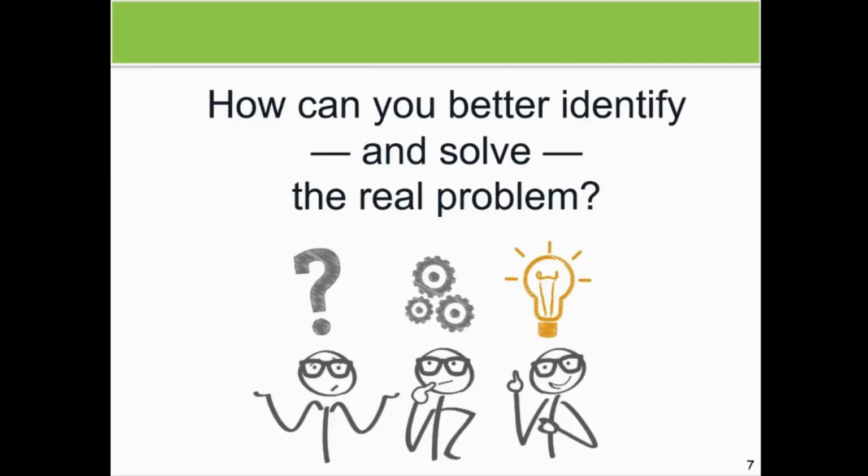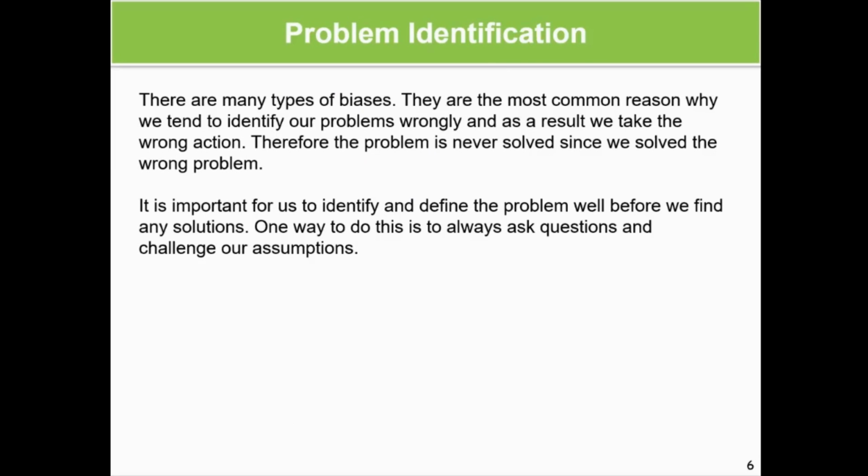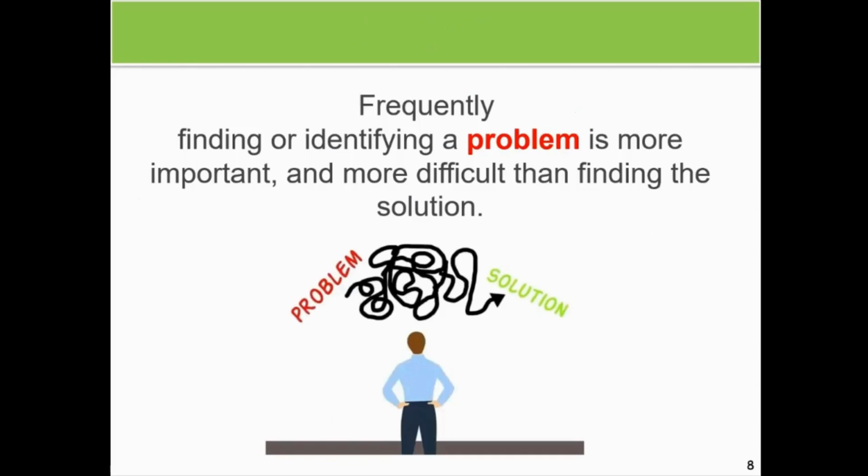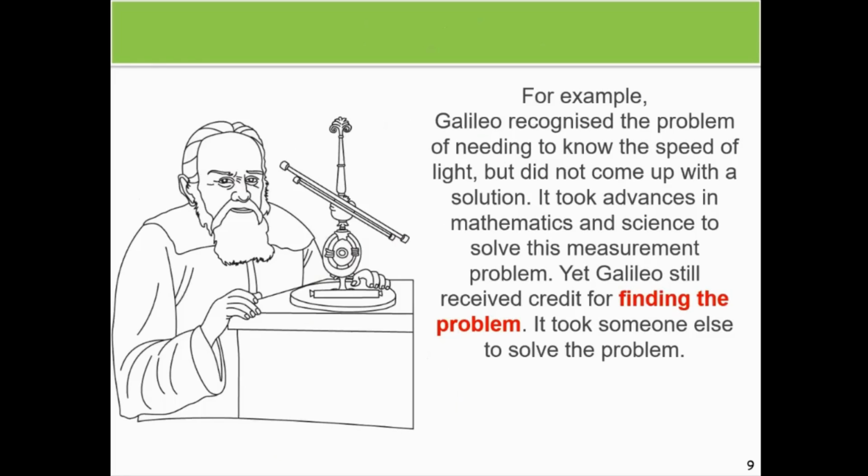So let's go to the next slide. Now, as I said before, the biases are the main reason for us identifying problems wrongly, right? So how do we solve problems better, right? I'm going to skip all this so that you guys can go through on your own.